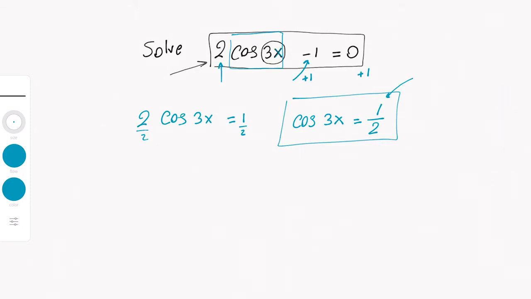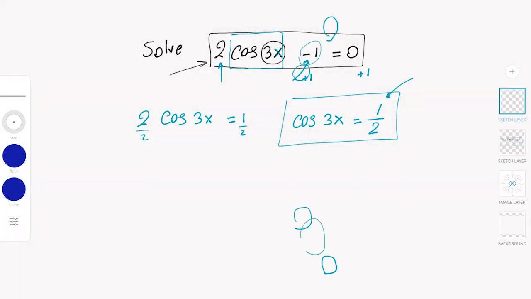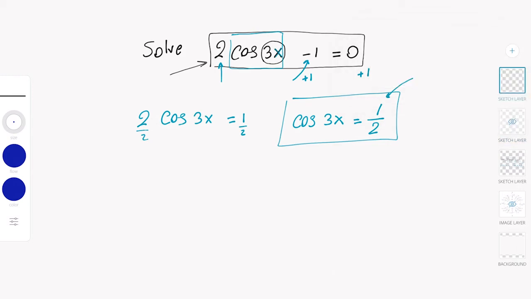I'm sorry about this layer, I always forget to make a new layer.